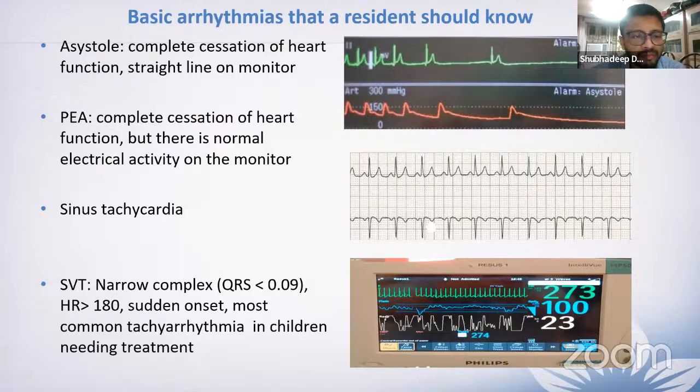What is this? This is a sinus tachycardia. You can see there is a narrow complex tachycardia, it's preceded by a P wave, and this is a sinus tachycardia. And what is this? This is an SVT. It's going on at a very fast rate. The RR intervals are regular, and it's a narrow complex tachycardia. QRS is less than 0.09, and it's a sudden onset tachycardia because it is a reentrant tachycardia. As I told you, reentrant tachycardia has a sudden onset, and this is one of the most common tachyarrhythmias that needs treatment in children.